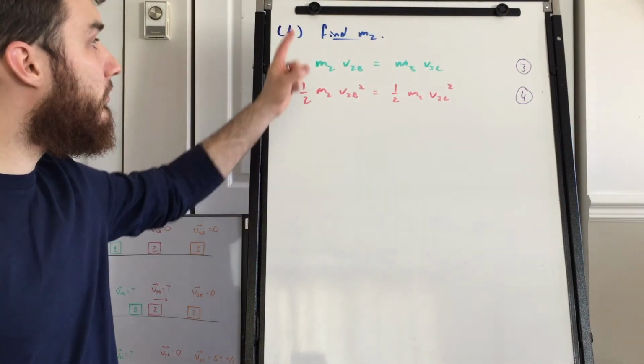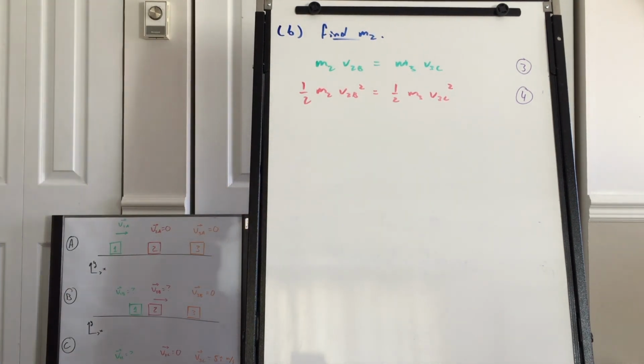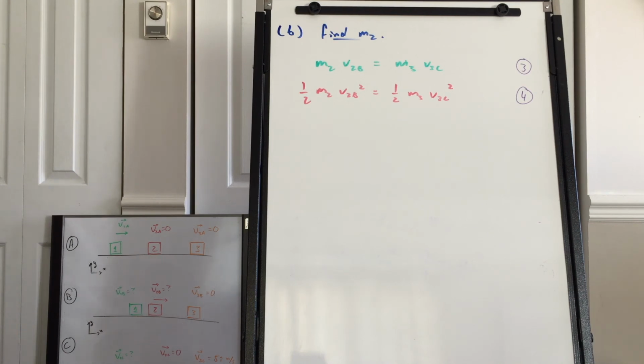For part B, we need to find m2, the mass of the second block, the one that's involved in both collisions. We don't have enough information for collision 1, so we can't use that. We need to go through collision 2 between block 2 and 3, and this is what I have rewritten here, equations 3 and 4 that are involved in collision 2.